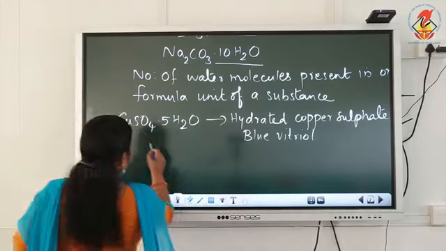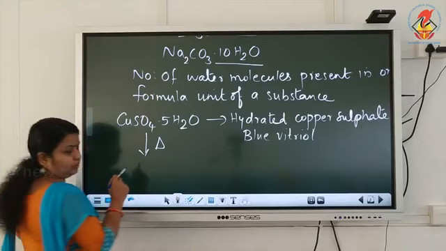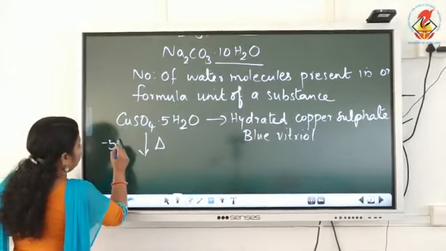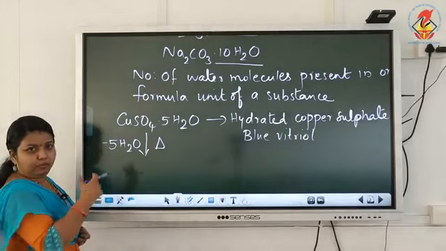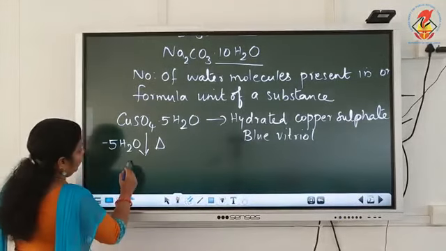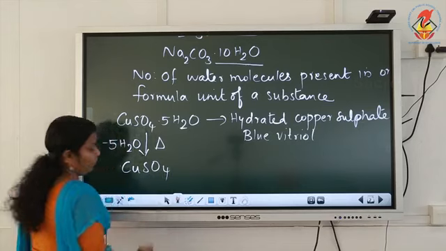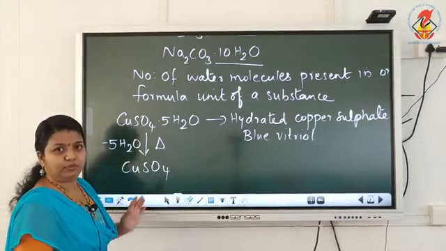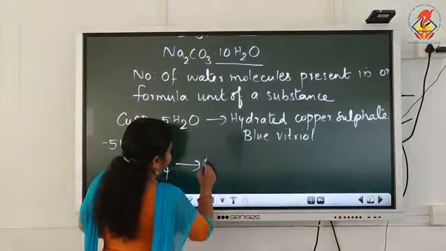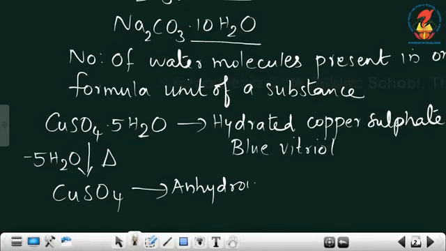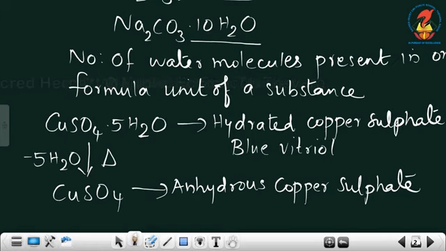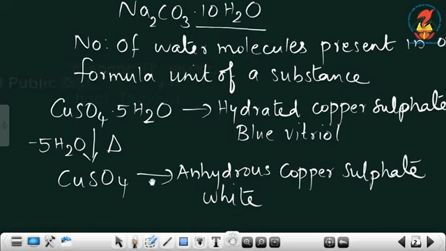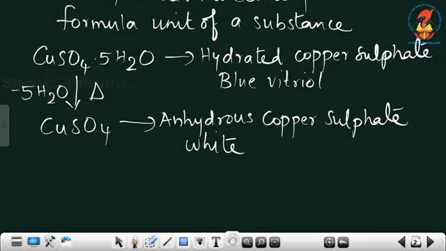Okay. Now what happens to it upon heating? When it is heated, the molecules of water are lost. Blue vitriol loses its water molecules and it changes to copper sulfate without water molecules, CuSO4, without water of crystallization. We call it anhydrous copper sulfate. So without water of crystallization, this compound is known as anhydrous copper sulfate. It is white in color. Okay, the color also changes. The blue colored crystals change to white in color.